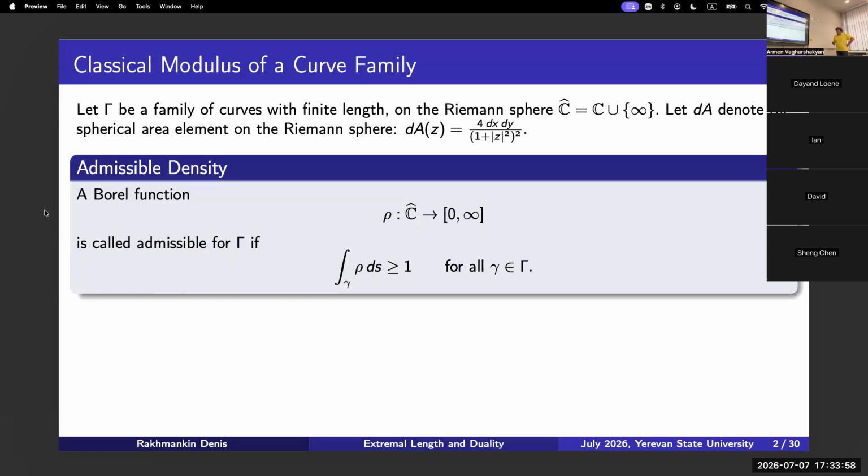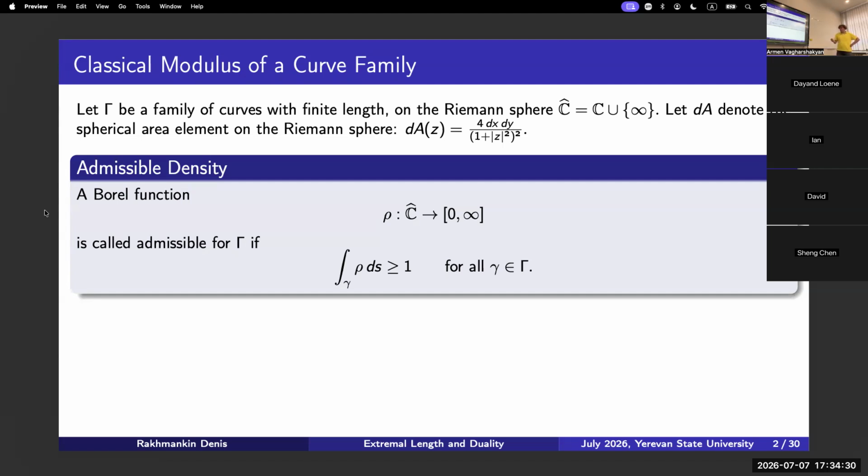So yes, firstly we will talk about the Riemann sphere, and let's define by Gamma a family of curves with finite lengths. By dA I will denote the area on the Riemann sphere, and let me define a density on the Riemann sphere. We consider any Borel function from the Riemann sphere to [0, infinity), and we will consider this Borel function as a density function.